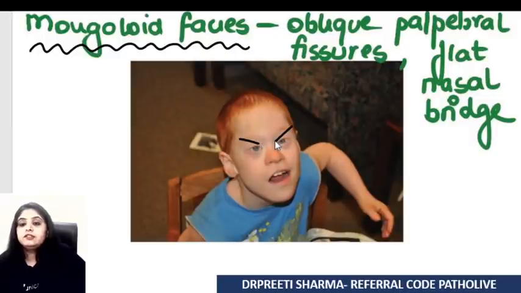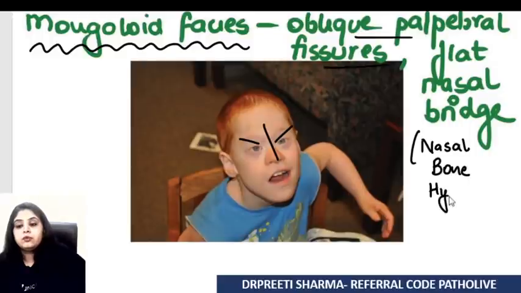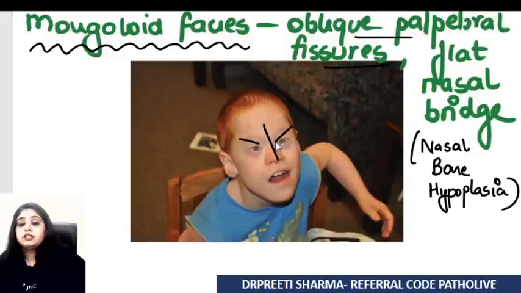What is mongoloid faces? Their eyes will have this obliqueness towards the medial aspect. So there's oblique palpebral fissures. And then you'll see that their nose will have a flat appearance. Why is there a flat nasal bridge? Because their nasal bone is not developed properly. There is nasal bone hypoplasia. Please remember, nasal bone hypoplasia with oblique palpebral fissures, that is very important for mongoloid faces.